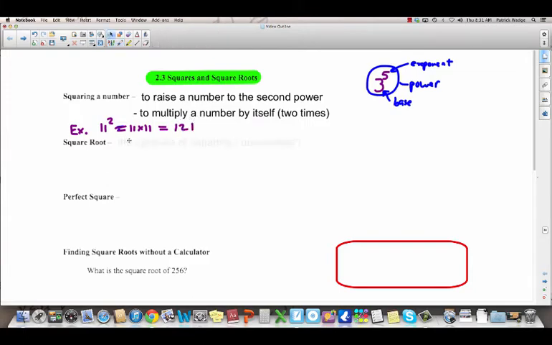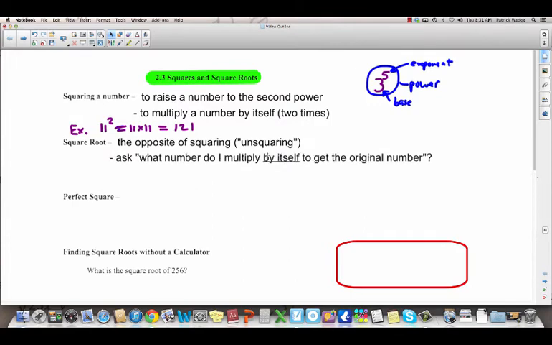Alright, square root is just the opposite of squaring. You could kind of call it unsquaring, although that's not a real term, but sometimes I use that term. And the question you want to ask yourself with square roots is, what number do I multiply by itself to get the original answer? For example, if I was interested in the square root of 36, then we know the answer to this is 6, right? Why? Well, it's because the number I multiply by itself to get 36, the original number, is 6. I go 6 times 6 to get 36.